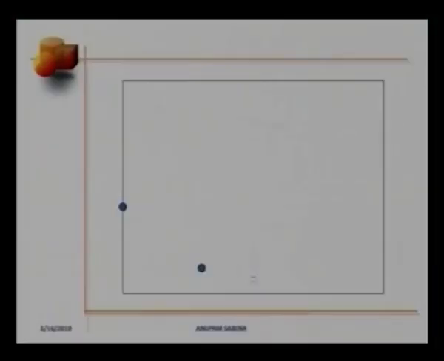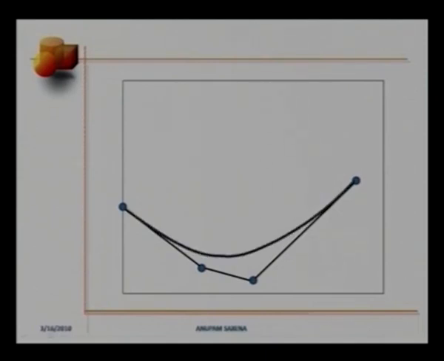Let's look at the Bezier curve graphically. This is the original set of control points. Let's join them together to form a control polyline. This is how the first Bezier curve looks. Now let's move this point to its new location.